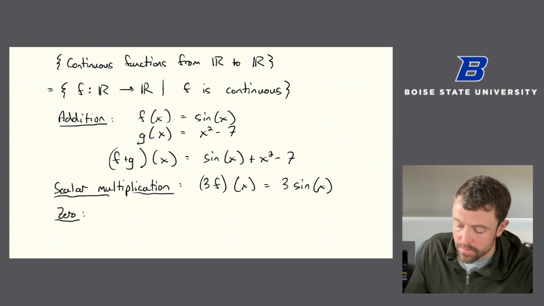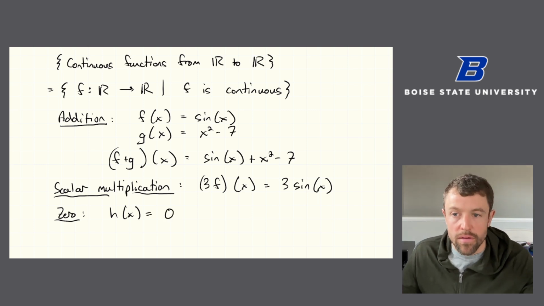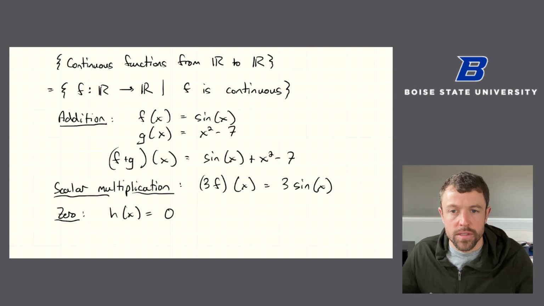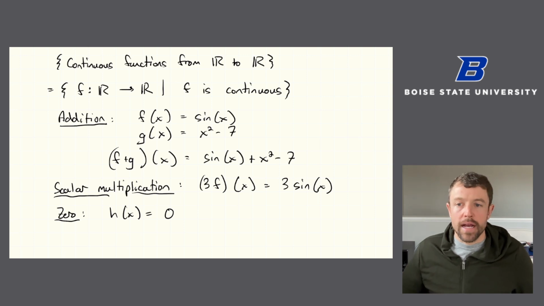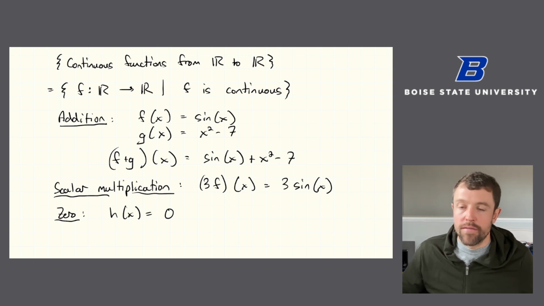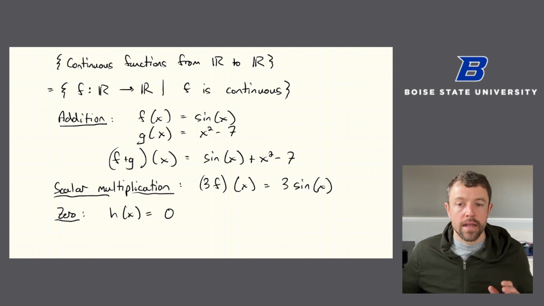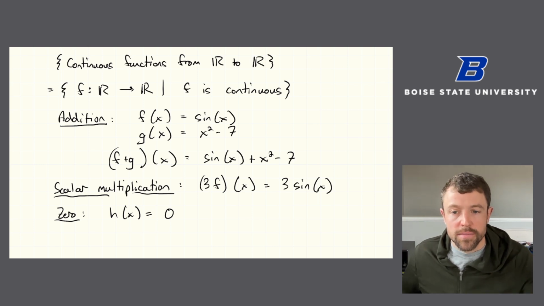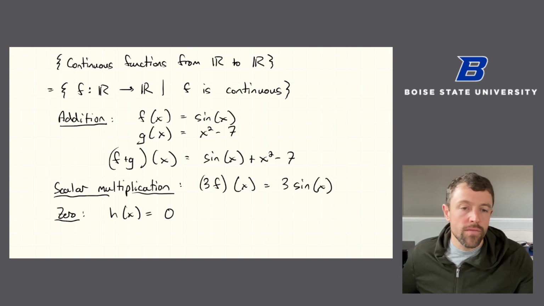What's the 0 function? Well, the 0 function is just the function defined by h of x equals 0. And with this addition that I've defined by example, but hopefully you see what's going on, and this scalar multiplication and this 0 function, we actually get something that satisfies all 10 of those properties that I'm not going to pull back up onto the screen. Okay, so we have this notion of a vector space that's not Rn. And you can look through those properties, the list of vector space axioms.